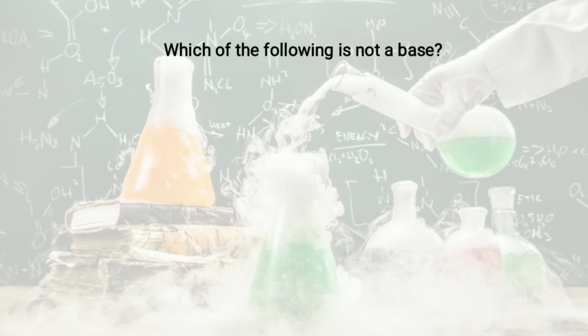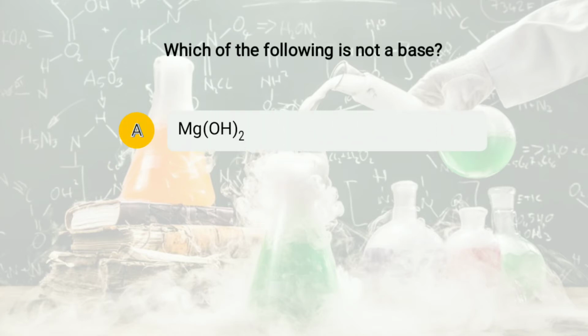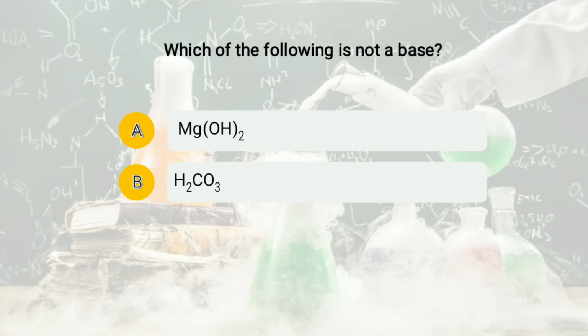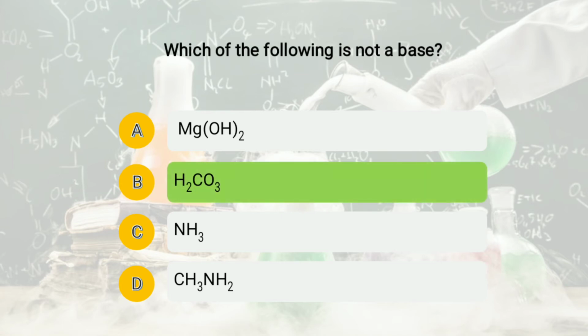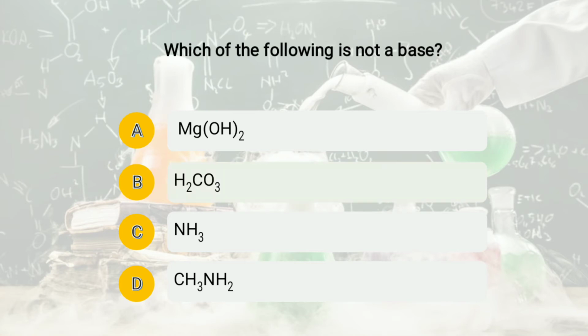The next question is, which of the following is not a base? And the options are A. Mg(OH)2, option number B. H2CO3, option number C. NH3 and option number D. CH3NH2. The correct answer of this question is option number B, that is H2CO3. Moving to our next question.